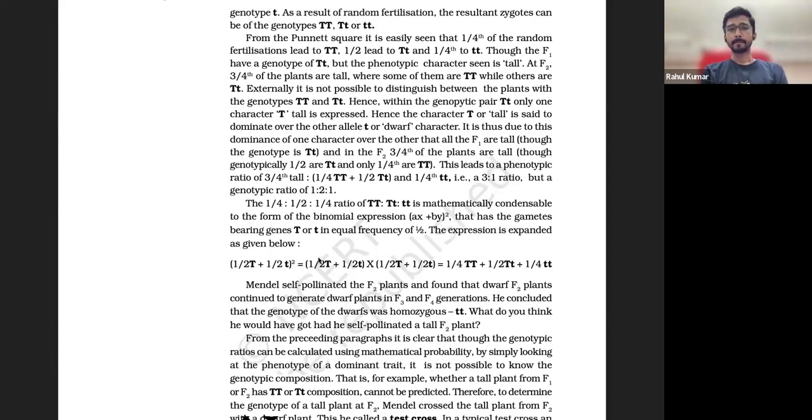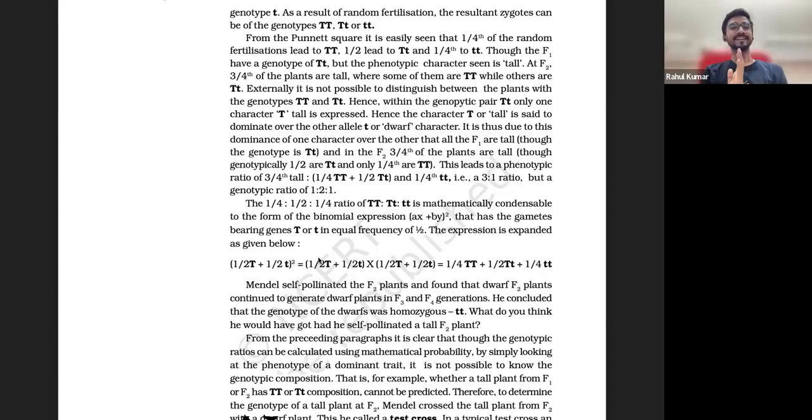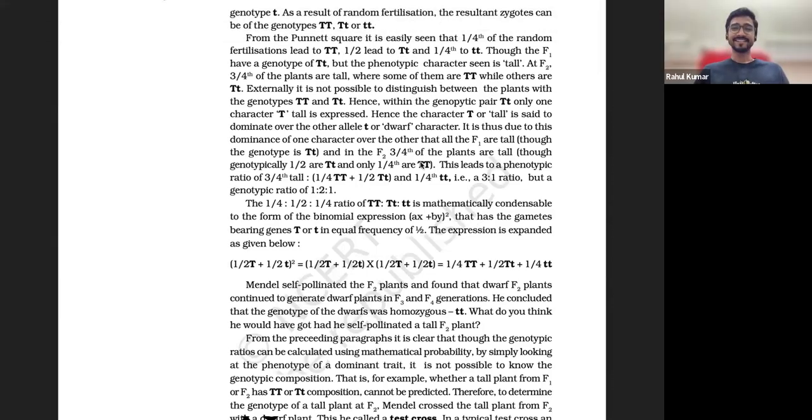From the Punnett square, it is easily seen that 1/4 of the random fertilizations lead to TT, half lead to Tt, and 1/4 to tt. It's all F1 Tt, so you have to say capital T capital T, capital T small t, or you can use the words homozygous capital, heterozygous, and homozygous small letters. Because if this has TT and this also has TT, it defeats the purpose of reading them. Do you understand what I'm saying? Yes, sir. Okay, cool.